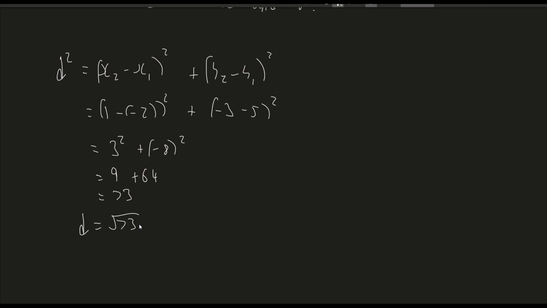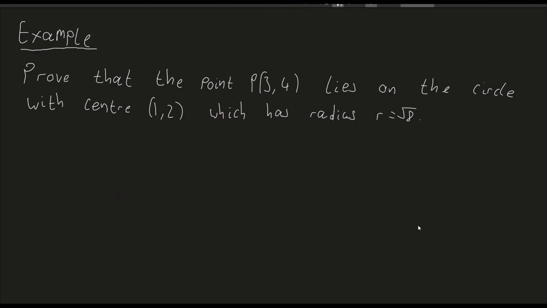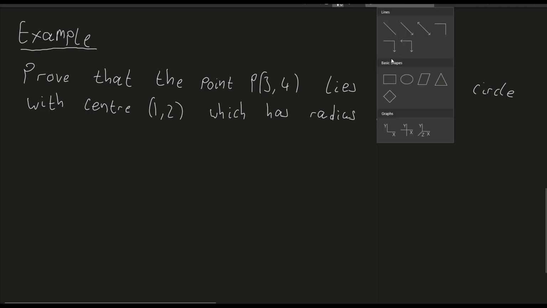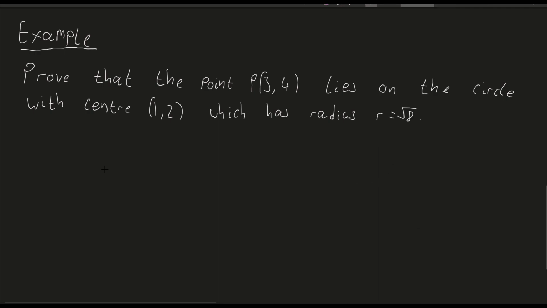In this second example, we're being asked to prove that the point P (3, 4) lies on the circle with centre (1, 2), which has a radius r equals the square root of 8. So let's kind of visualize what's going on here. If I give myself a circle as best I can, here we go, and the centre will be approximately here. And so we're saying that the centre here is the point (1, 2). And if you connect a radius, then this radius would be the square root of 8.